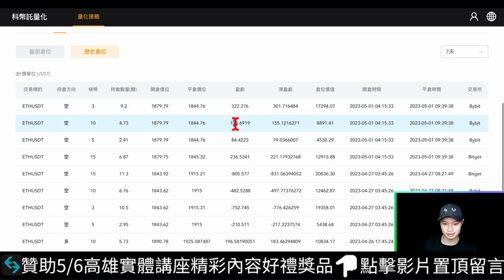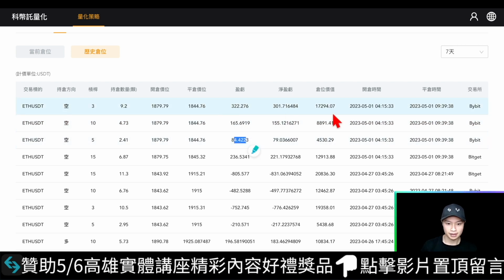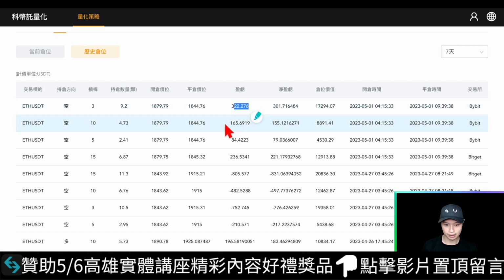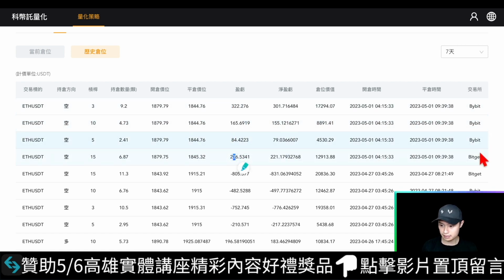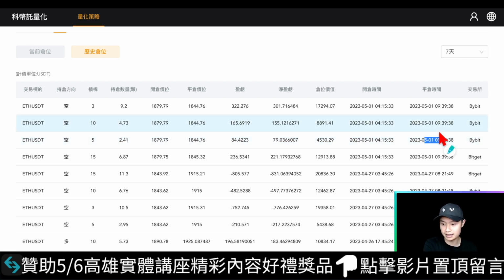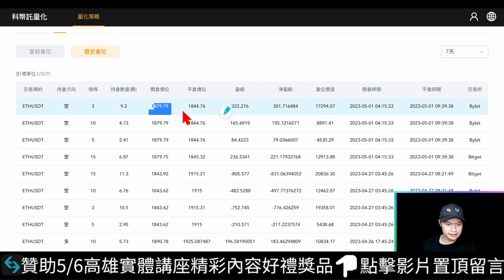Let's take a look at the performance of the quantitative trading strategy. Early this morning, the system opened a short position. Let's check the history order. The position has been closed at a profit, right? These positions were closed at a profit. This one has a profit of over 300 US dollars. You can see the profit/loss here.